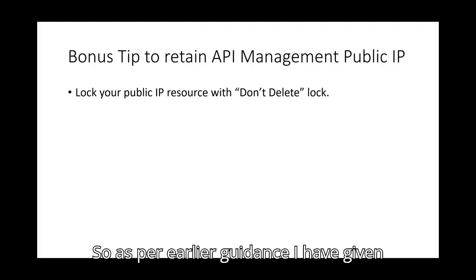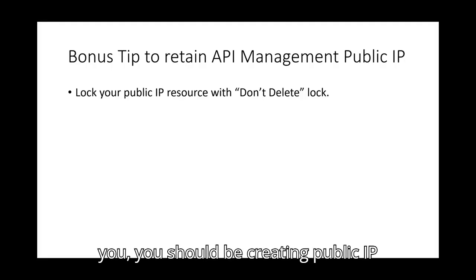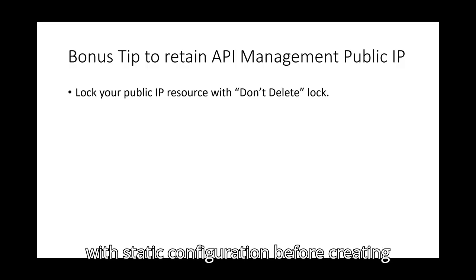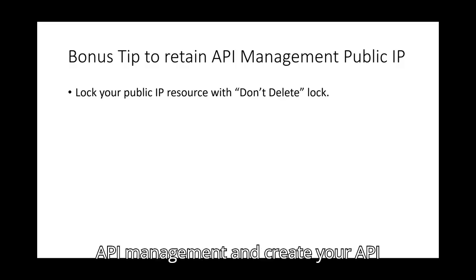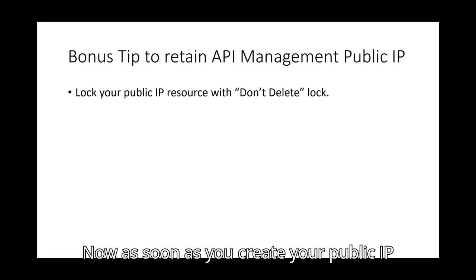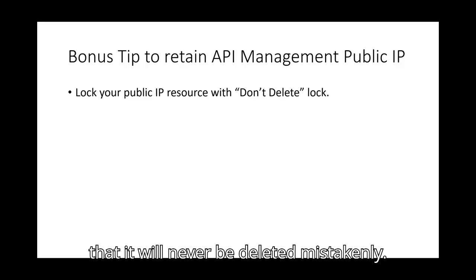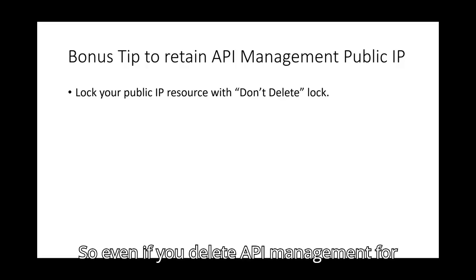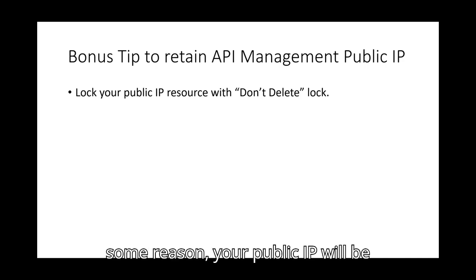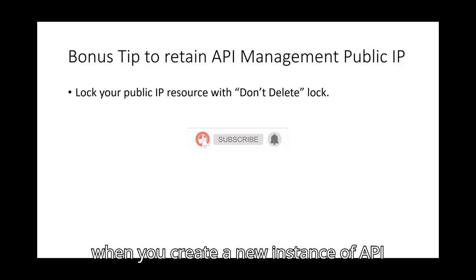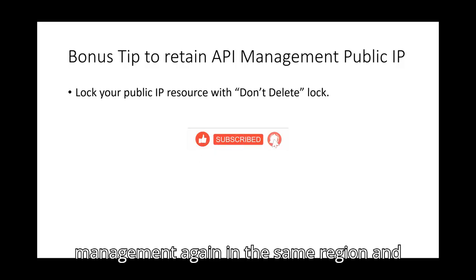So as per the earlier guidance I have given you, you should be creating public IP with static configuration before creating API management, and create your API management in external mode only. Now, as soon as you create your public IP, immediately configure the don't delete lock on it, so that it will never be deleted mistakenly. So even if you delete API management for some reason, your public IP will be retained and the same can be reassigned when you create a new instance of API management again in the same region.